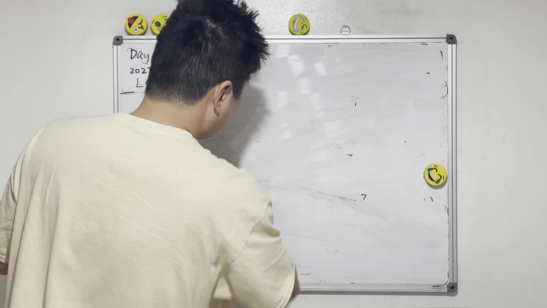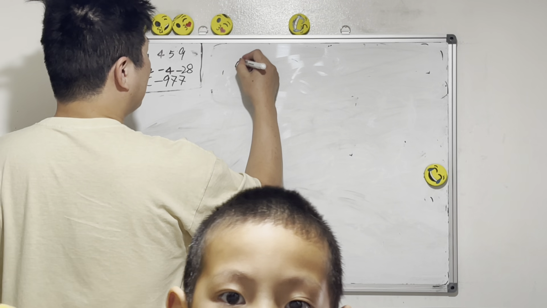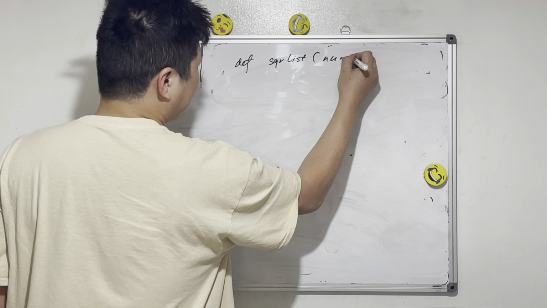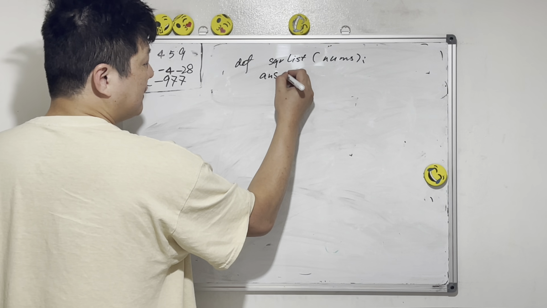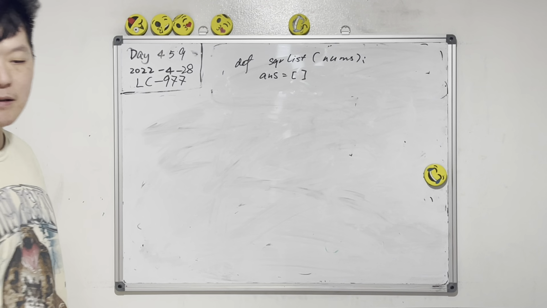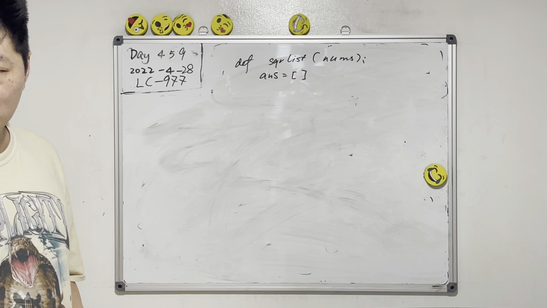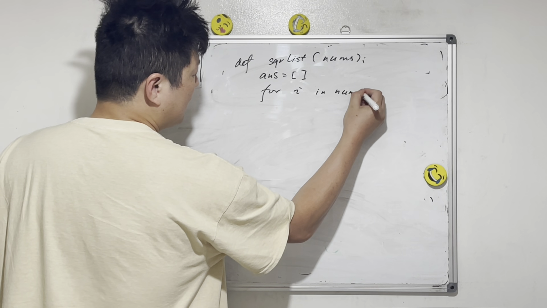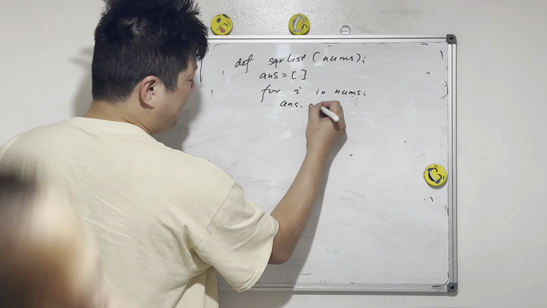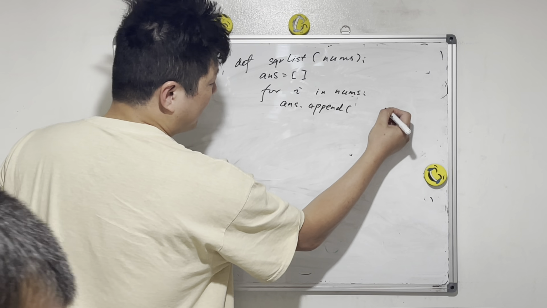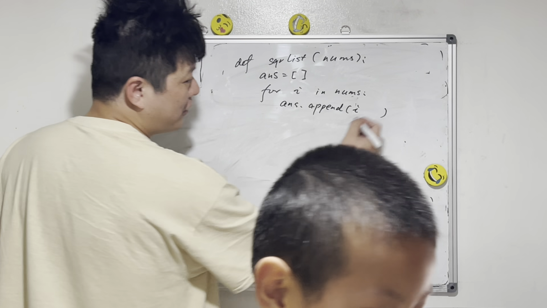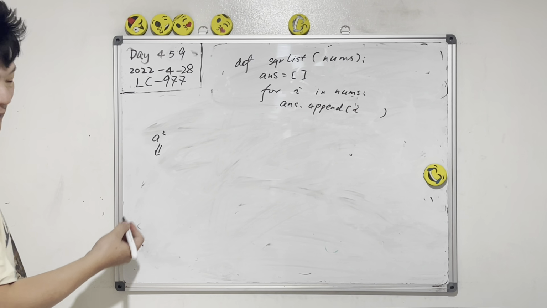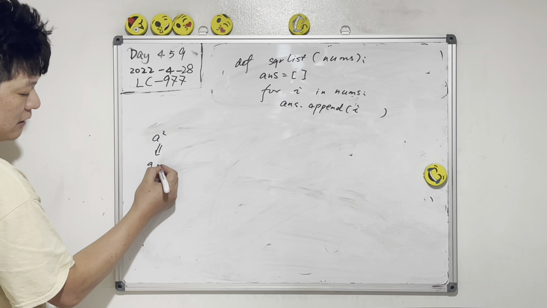Okay, so let's do this. Look, define square of list, and then we are given a list, numbers. So look, answer equals an empty list. We go through each number, for i in numbers. So answer dot append what? Append i squared. How do we calculate the square, a to the power of 2, in Python? A times A. We're done.